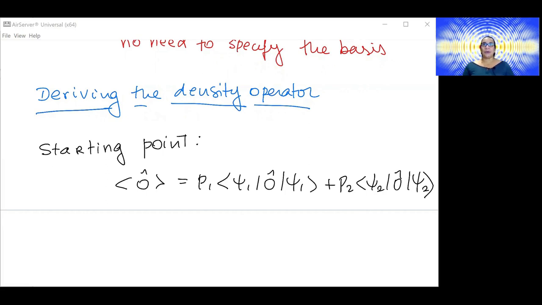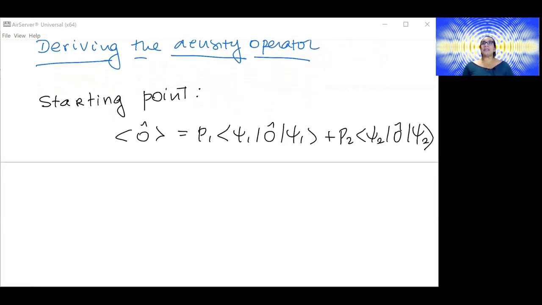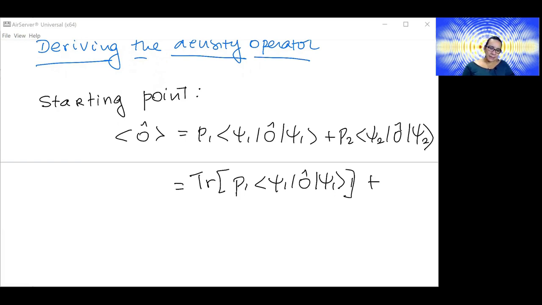And we can write this because we're going to use a property of the trace: if you have a scalar, that scalar quantity is equal to its trace. You just have to view it as a 1 times 1 matrix, right? That's what it is. So we can say then that this is equal to trace of P1 psi1 O psi1 plus trace of P2 psi2 O psi2.